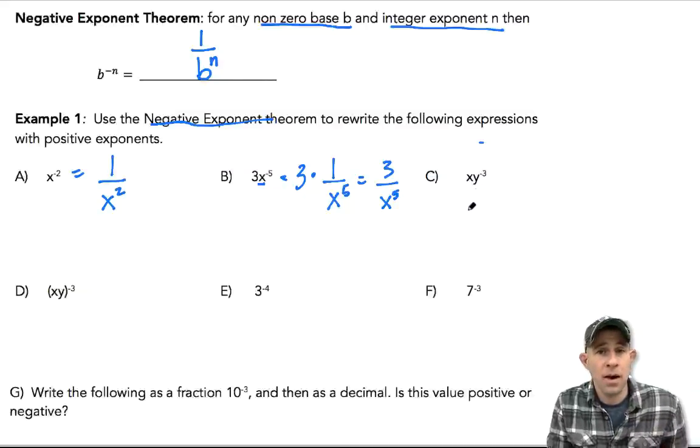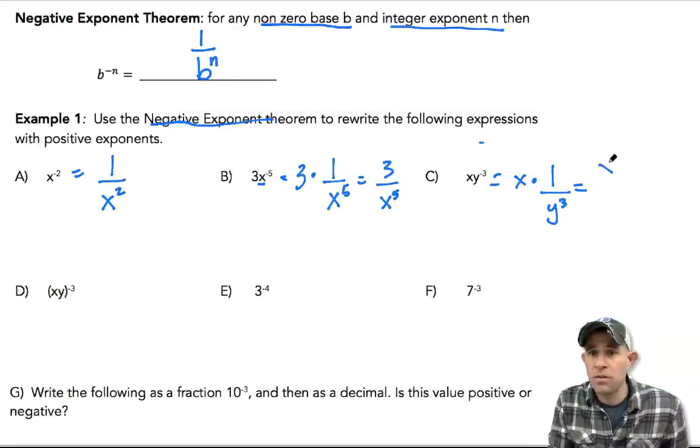All right, our next example C is very similar to the previous one. We have x times y to the negative 3. That negative 3 is only being applied to the y, so I'm going to rewrite this as x times 1 over y to the positive 3 power. When I combine these, again, I'm going to multiply straight across. I get x being divided by y to the 3rd power.